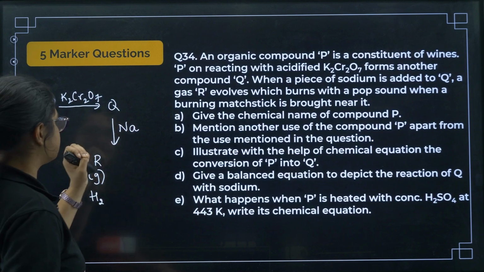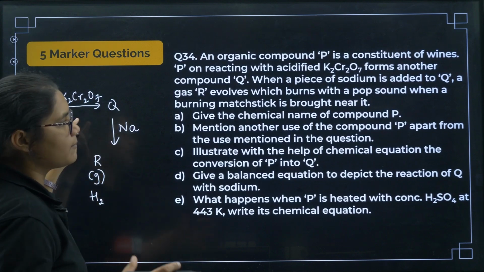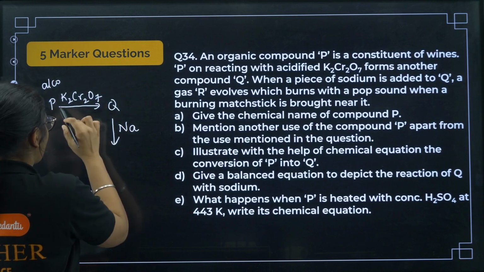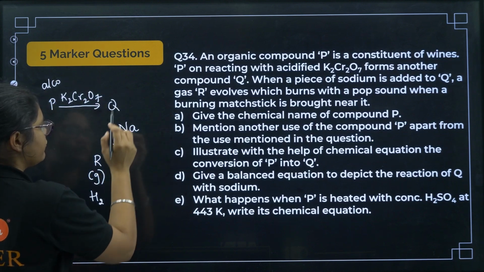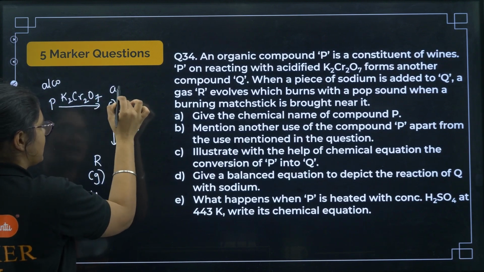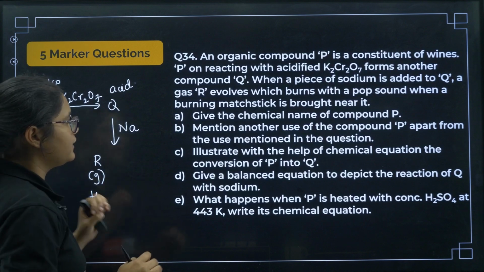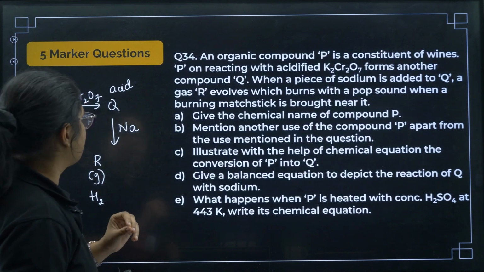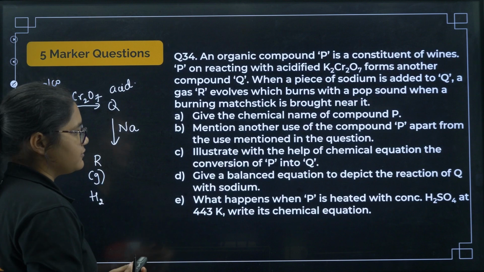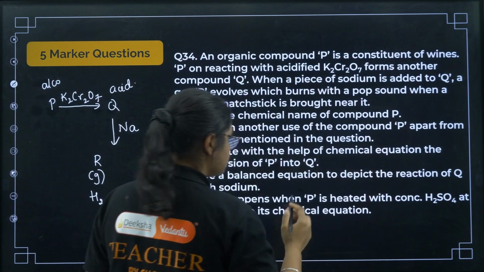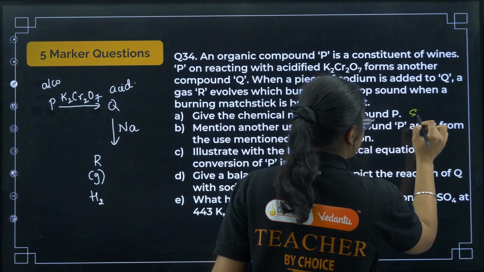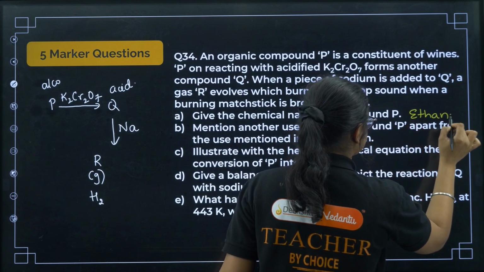Now sodium metal is there and P is an organic compound used in wines. That means this has an alcohol group. And when it is oxidized, it forms an acid group, which reacts with the metal and hydrogen gas is produced. I hope all of you have understood now. So give the chemical name of the compound P. That is definitely ethanol, right? Yes, so this is definitely ethanol.